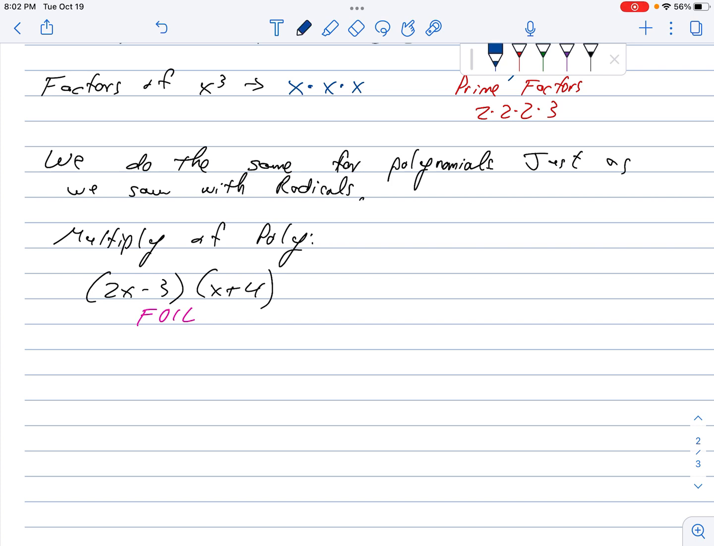I'll just show the steps. First, outer, inner, last, right? It just essentially means take this number, times it by both of these, and then take this number with its sign and times it by both of these. 2x times x is 2x squared. 2x times 4, 3 times x, and 3 times 4, right, with the 3 being negative.